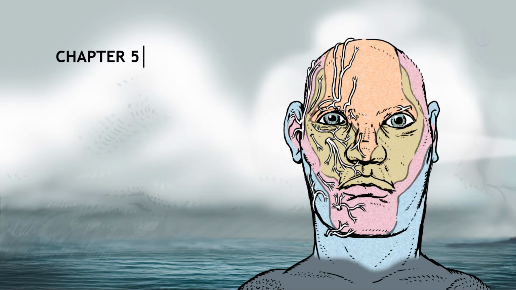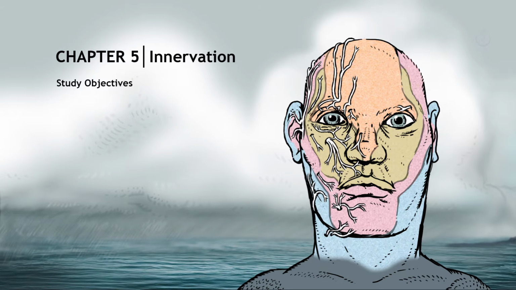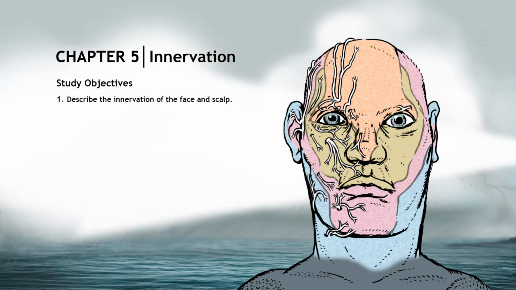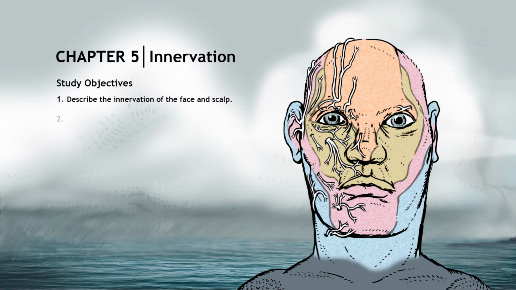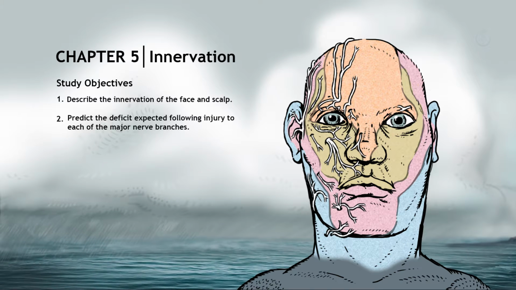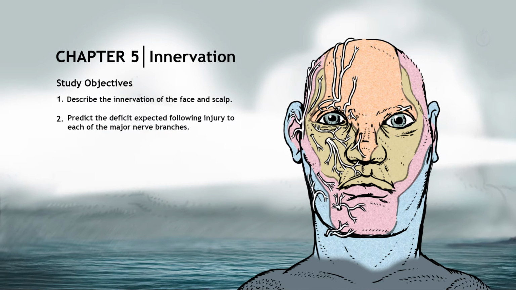Chapter 5 covers the innervation of the face and scalp. There are two study objectives here. First, describe the innervation of the face and scalp. Second, predict the deficit expected following injury to each of the major nerve branches.